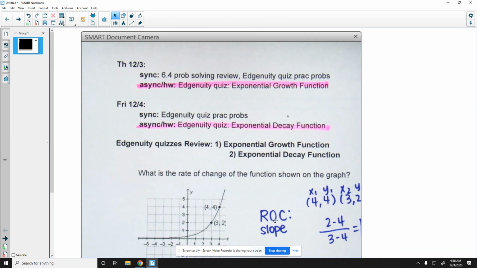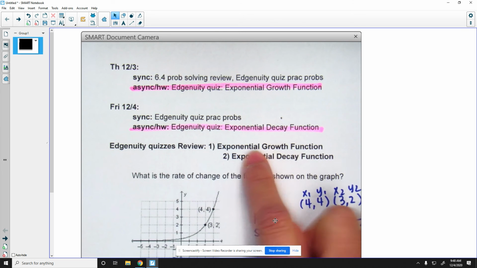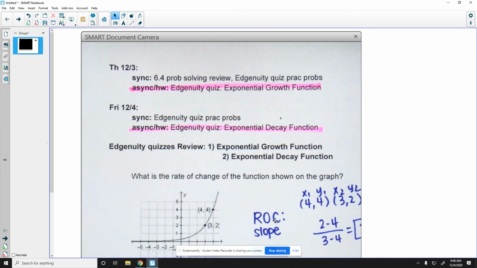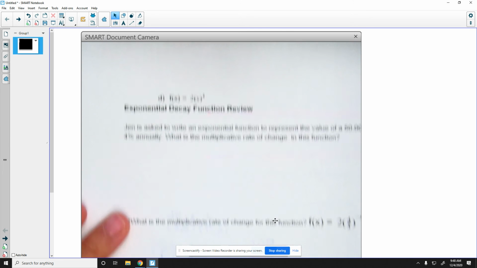All right, so yesterday we had a quiz on exponential growth. So today we're having a quiz on exponential decay. Remember, decay is basically the minus, the growth is basically the plus. So let's go ahead and flip to the back side.